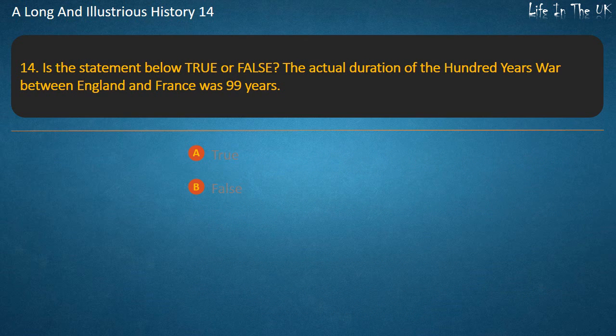Question 14. Is the statement below true or false? The actual duration of the 100 Years' War between England and France was 99 years. True. False. Answer. False.